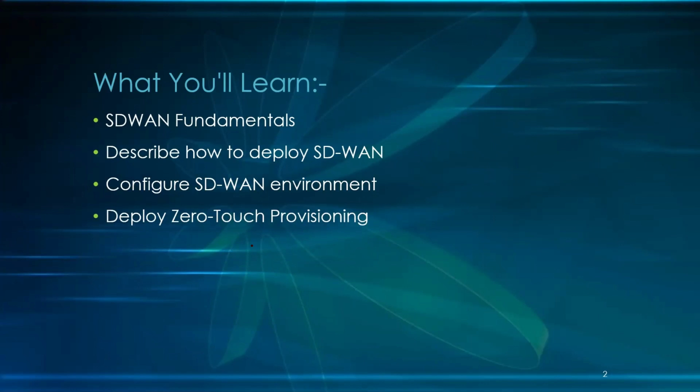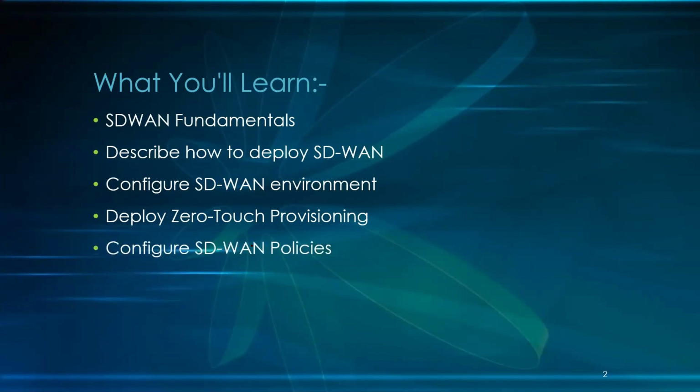Zero touch provisioning is another concept of Cisco SD-WAN. We will get into it in detail when we get into the course. Zero touch provisioning means that you don't do any physical work on the device. You just connect one wire and your device is provisioned. That's what we call zero touch provisioning. You don't need to take a console and put in the configuration.